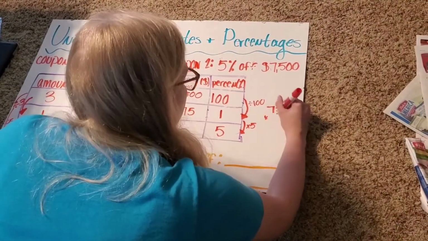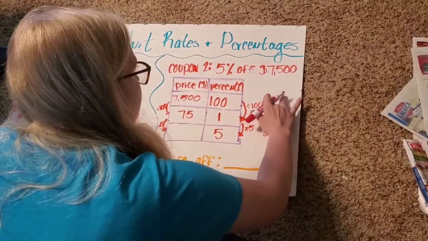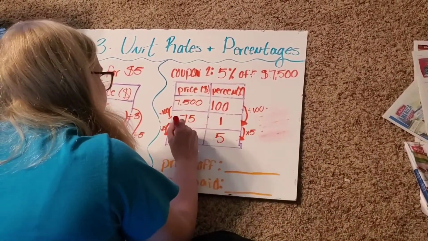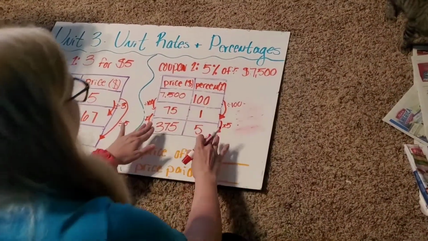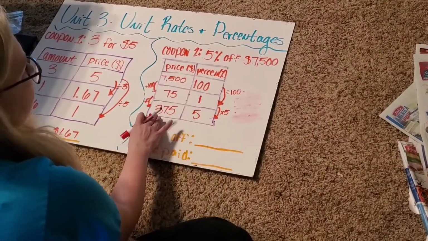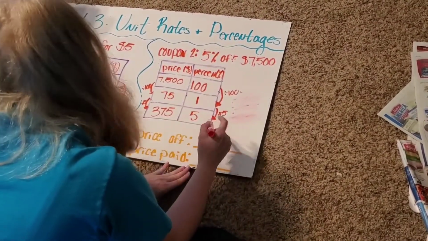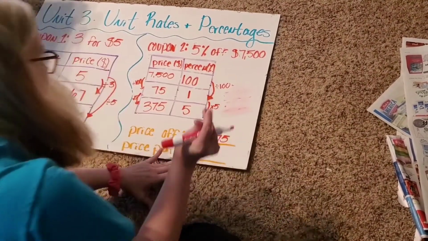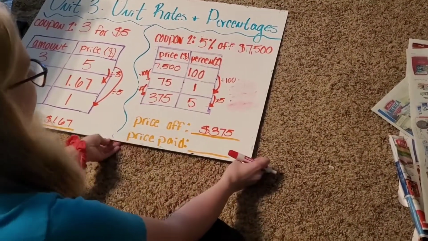So that's 375. Okay, so this means that 5% of 7,500 is 375. So the price that we would get off, $375. That's not the price we're going to pay. That would be a steal, by the way.